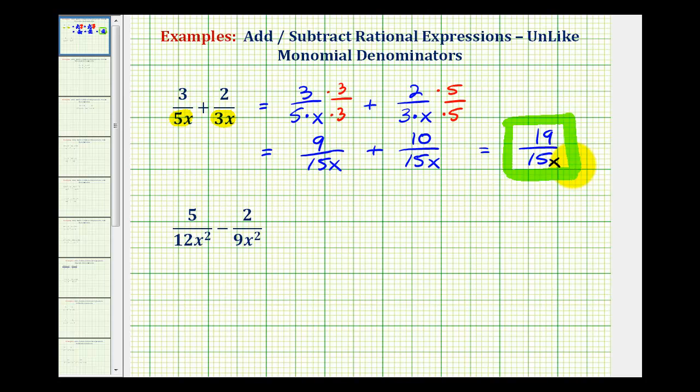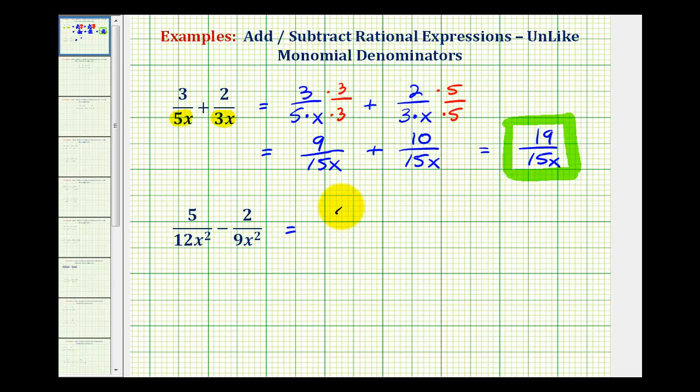Let's take a look at a second example. Again, the first step is to determine the least common denominator, or at least a common denominator. And again, if we can look at this and tell the least common denominator would be 36x squared, that's great. But if we can't, again, it's going to be helpful to look at the prime factorization of the denominators.